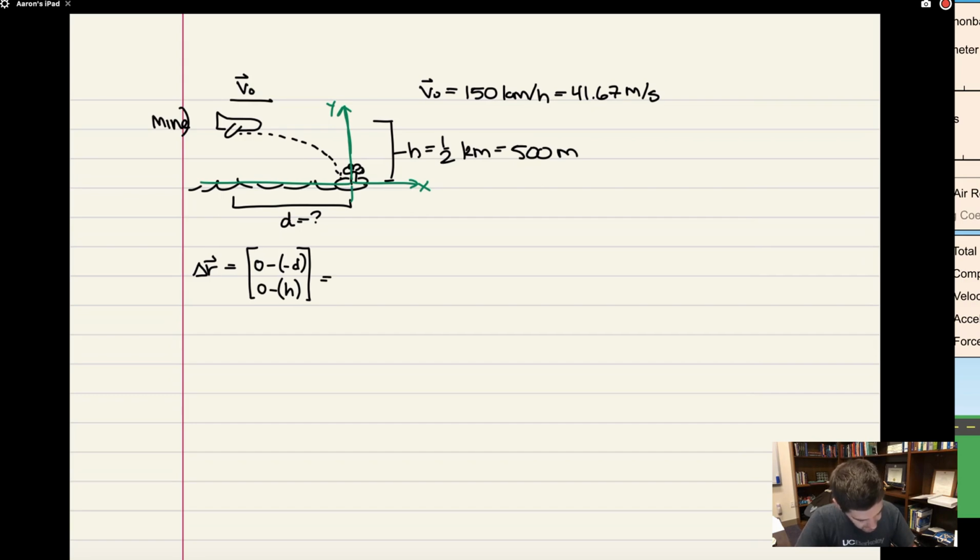So how has the displacement changed? It's positive d, negative h. Which again, what is that saying physically? It moved a distance d to the right, and it moved a distance h down, which is the trajectory that's been drawn.